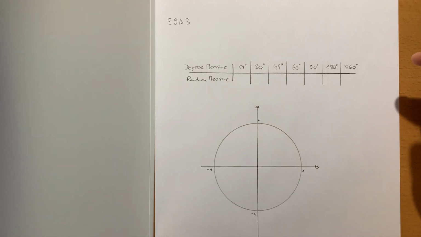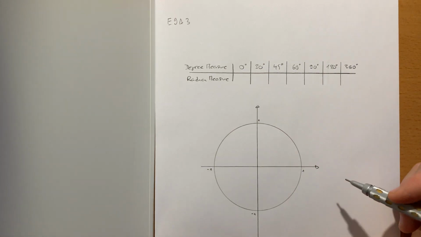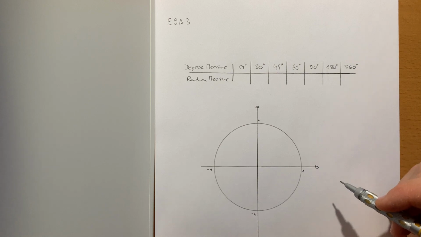Hi, I'm Mr. Huber, and in this video we're going to talk about exercise 9A3. Before we do that, let's have a quick look at the radian measure.